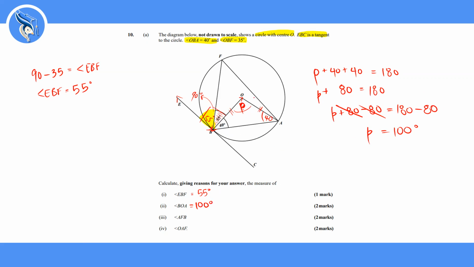Now we have AFB up here. Hope you remember the theorem. What's the theorem? Please tell me the theorem. All right, 100. So the angle at the center of a circle is 2 times as large as the angle at the circumference. So that means that the angle AFB has to be half the size of the angle right here. So if this is 100, then half of 100 is 50. So that means AFB is 50 degrees. Good.